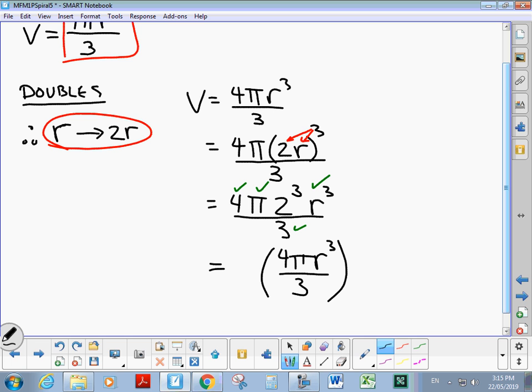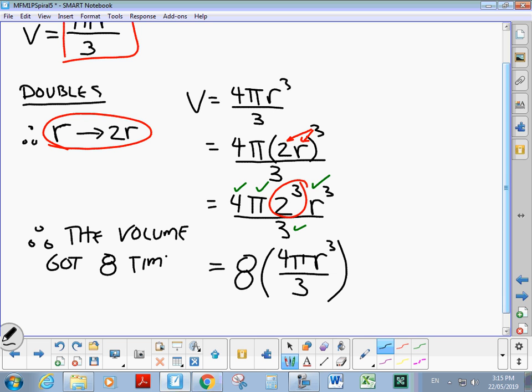What's left over? The only thing that's not in there is the 2 cubed. So 2 cubed, 2 times 2 is 4, times 2 is 8. All right. So if the radius doubled, therefore, what happened to the volume? The volume got 8 times bigger. So therefore, the volume got 8 times bigger.